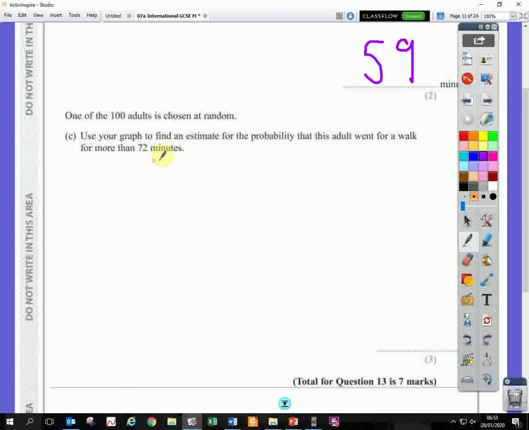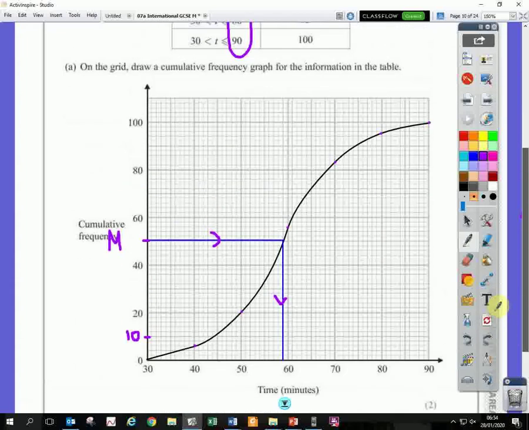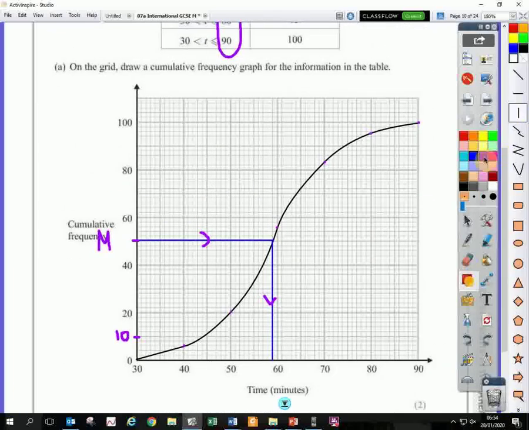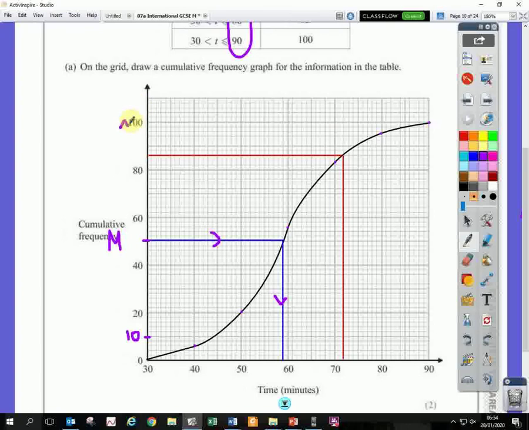Next one. Use the graph to find an estimate for the probability that this adult went for a walk for more than 72 minutes. So more than 72 minutes is the bit above 72 minutes. So this time we find 72 minutes at the bottom, draw a line up to the curve, and then go across. Okay. Now remember, each square is worth 2. You must not forget that, but it's the bit above because it says more than 72.